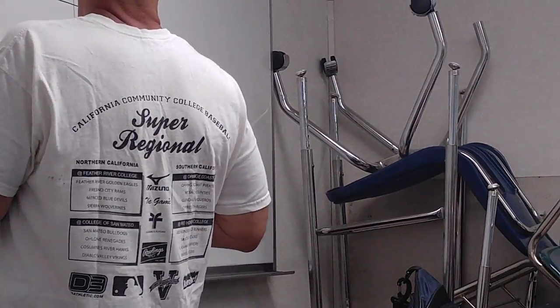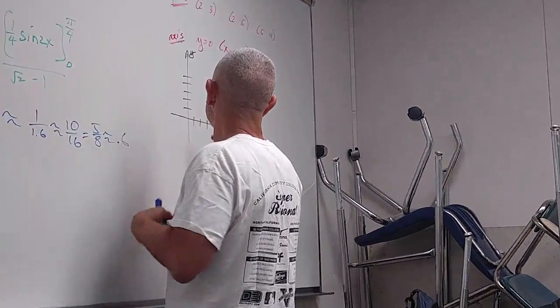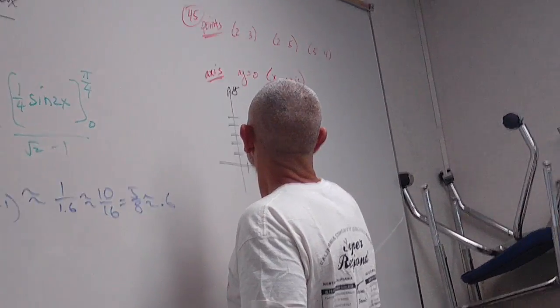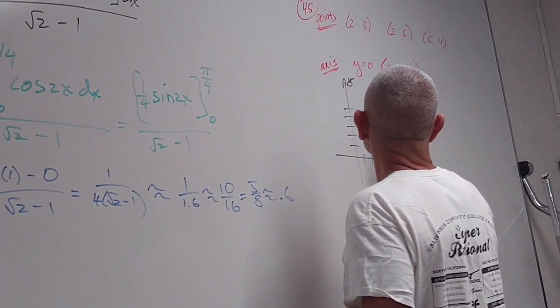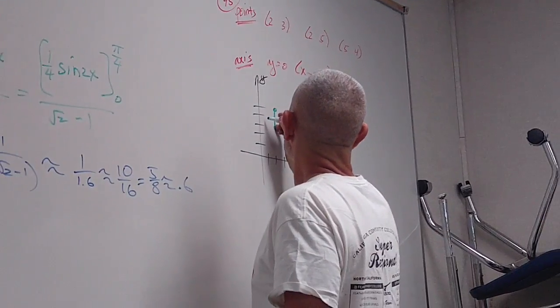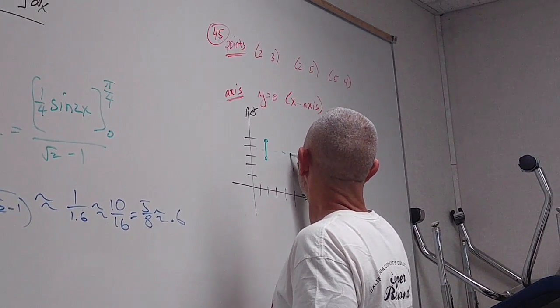(2, 3) and (2, 5) are vertically stacked, one above the other. (5, 4). Wasn't that nice of them?